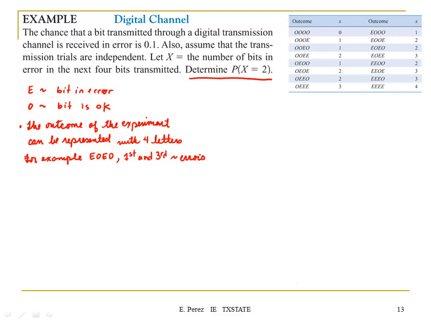So we can represent the outcomes for this experiment. We have 4 bits. You're going to look at all the combinations that can happen for that specific experiment. In this case, we have 16. Okay? So the corresponding values for X are presented in the table.